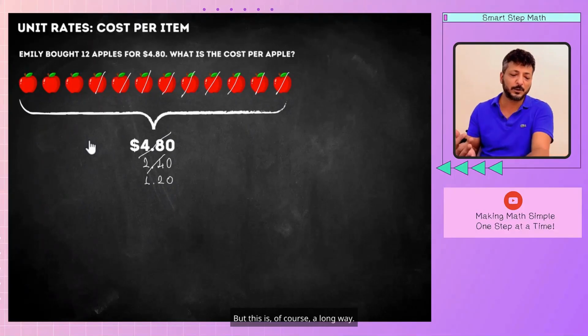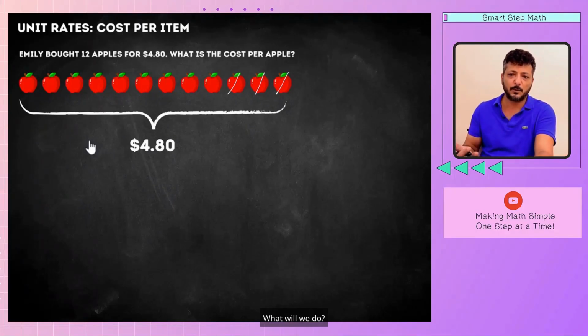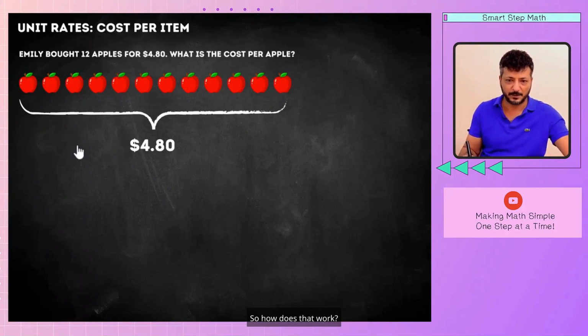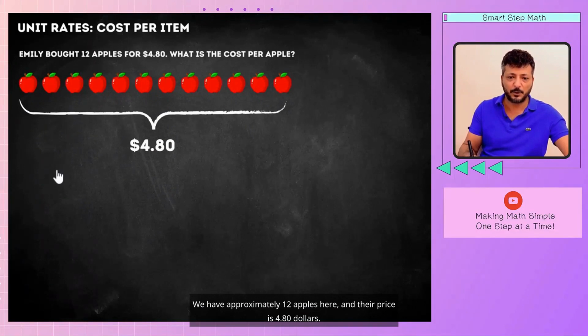But this is of course a long way. So we won't go this way. What will we do? We will use the ratio logic we learned earlier. So how does that work? We have 12 apples here, and their price is $480.